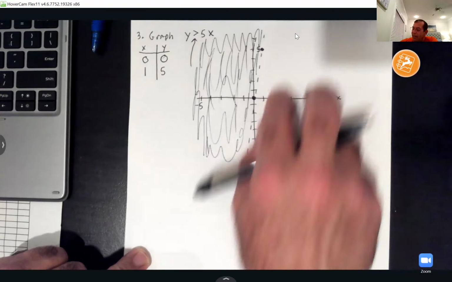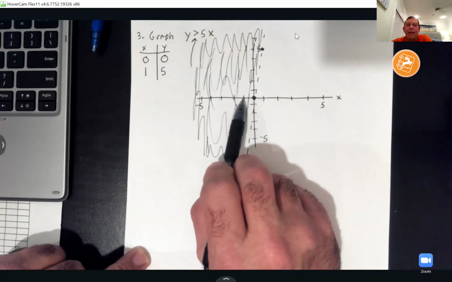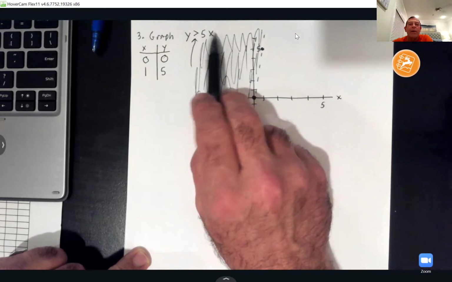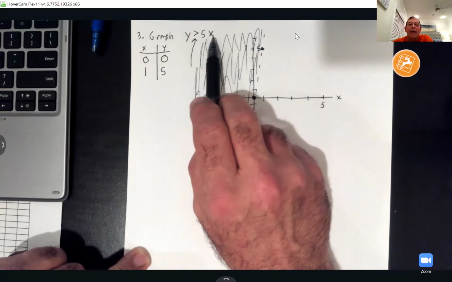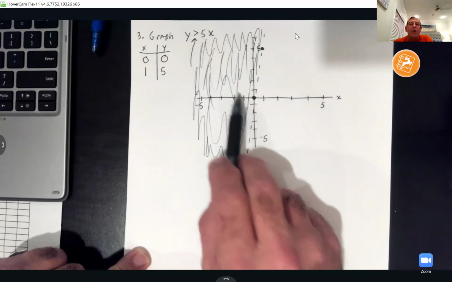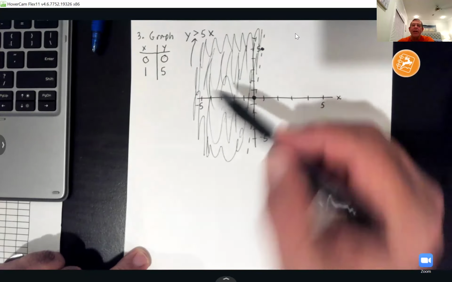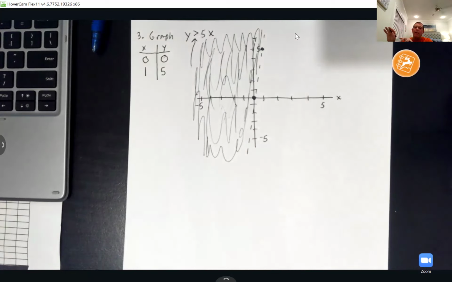Okay. And anything I shaded will make that true. Anything that's not shaded makes this false if you plug the numbers in. Okay. So let's see. Here's a -1 I shaded right here. That's a -1 for the x that I shaded. If I put a -1 in there, I get -5. Is 0 greater than -5? That's true. So this shaded area is making it true.